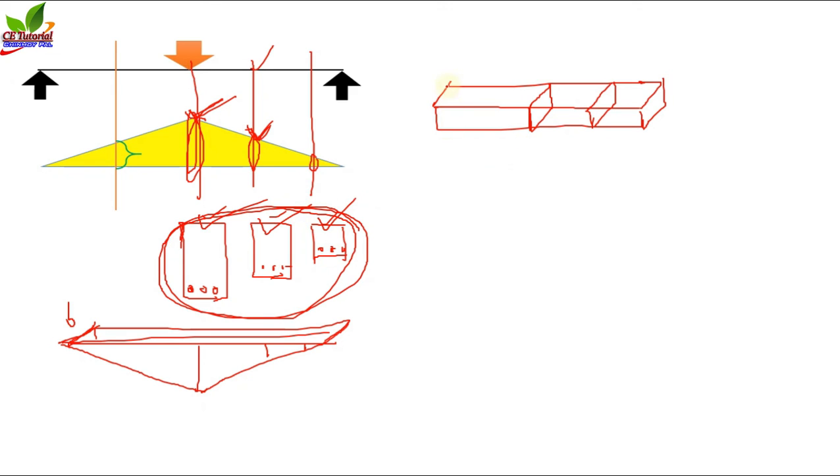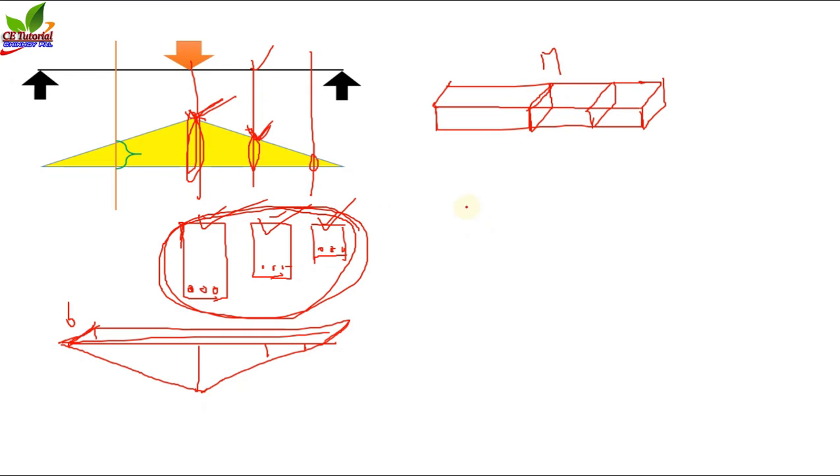That's why, for our simplicity, we generally construct the beam with the depth and width the same throughout the length of the beam. For our simplicity, we construct this type of particular rectangular beam. Now what I have done actually, I have considered only the maximum bending moment. We have considered only the maximum bending moment.